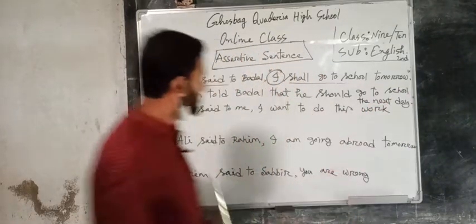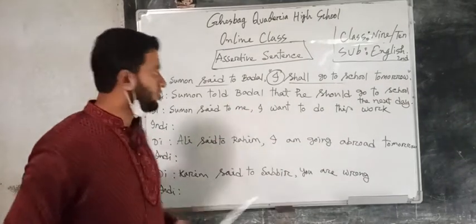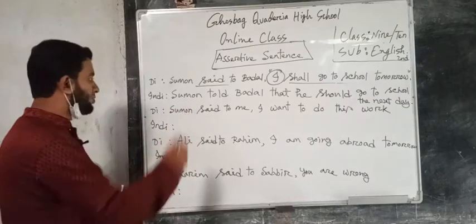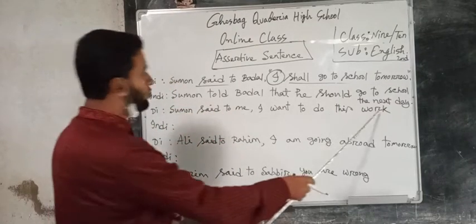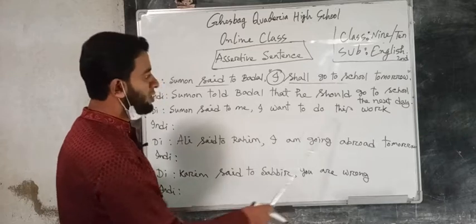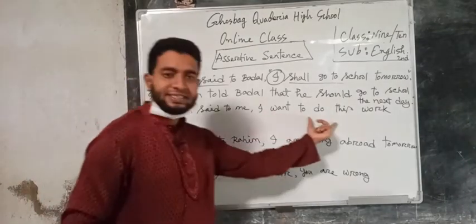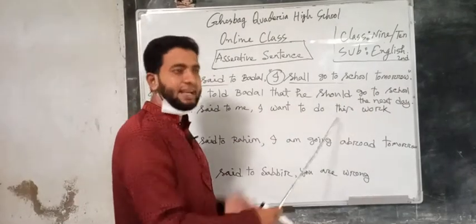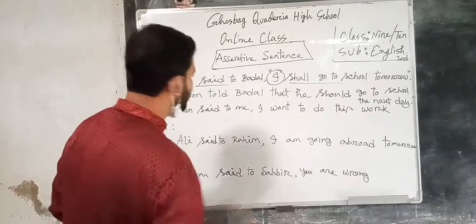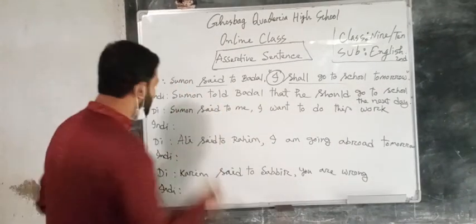So this is complete. So Shuman told Badal that he should go to school the next day. Okay, next example. Look here. Shuman said to me, I want to do this work. First of all, you have to think also what kind of sentence it is. So we see here, this is an assertive sentence. I want to do this work. So instead of said to, you have to use told.